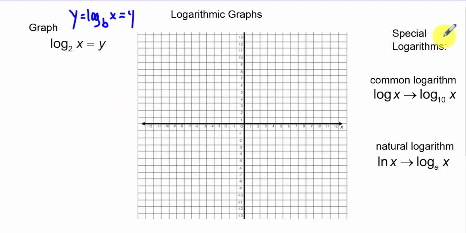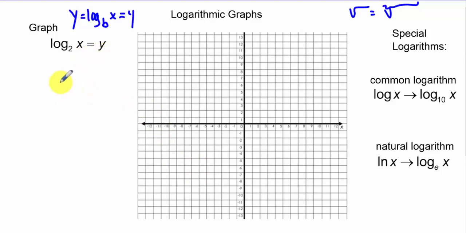Some special logs we need to know about. Just like a square root is really an implied index of 2, if you see a log x, that's an implied log base 10. We call that the common logarithm. If you see a natural log, natural log of x, that's the same as the log base e of x. All right, so that's just for future reference.